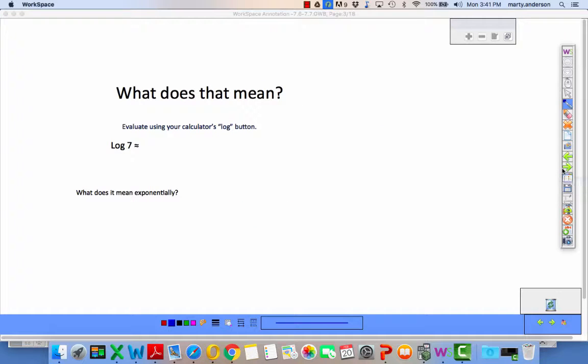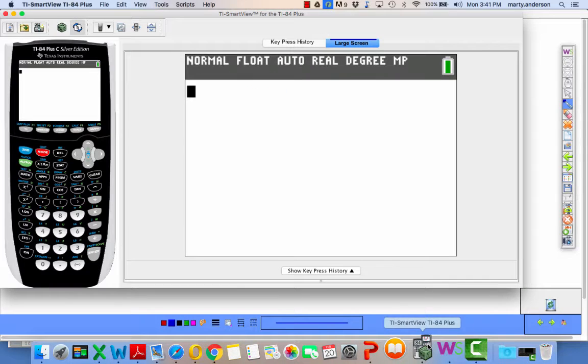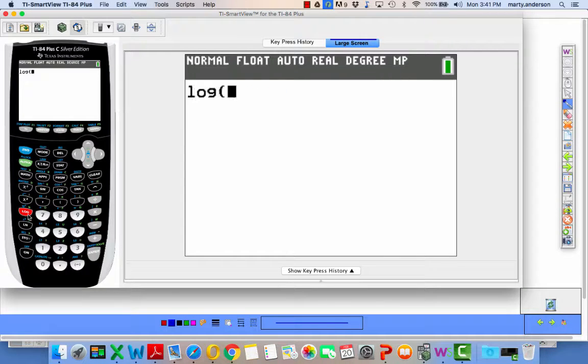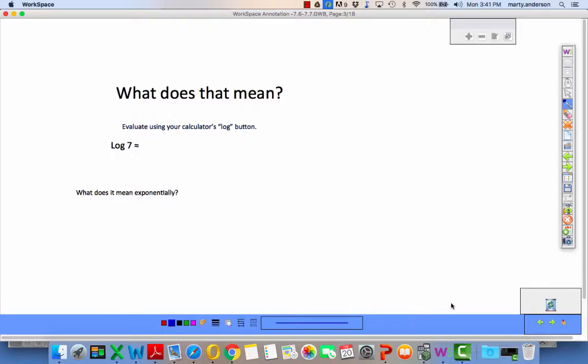If you take a look at the log of 7, what does this mean? First of all, type it into your calculator and let's see what we get. So I do log 7. I'm going to have to close the parentheses. I got 0.845. So if you go back here, approximately 0.845. Remember, squiggly equal signs mean approximately.